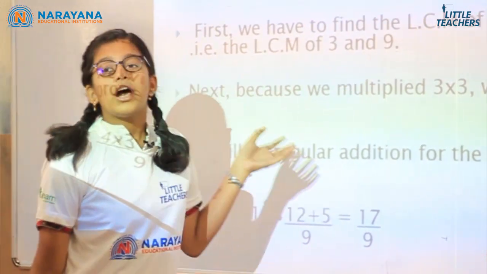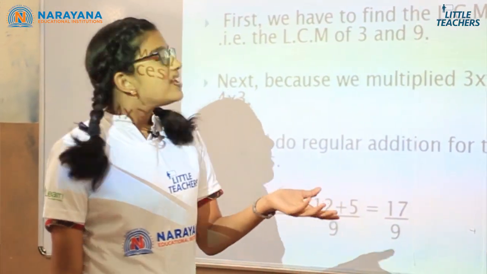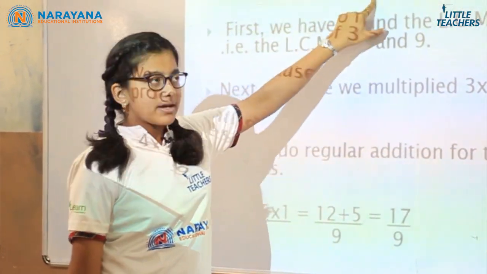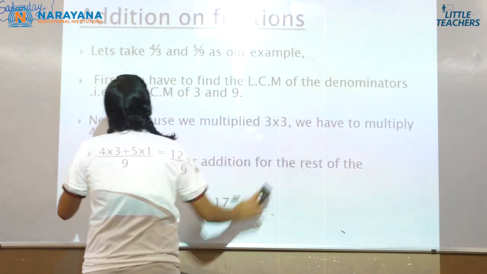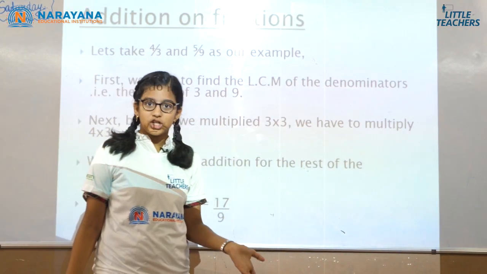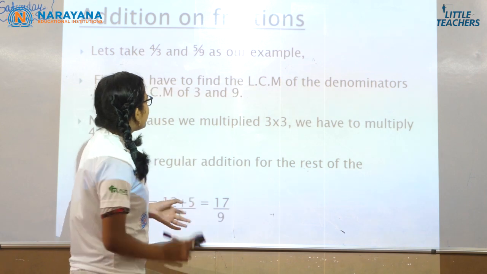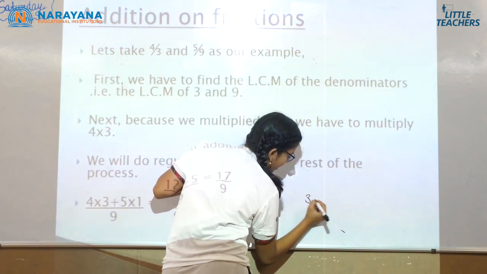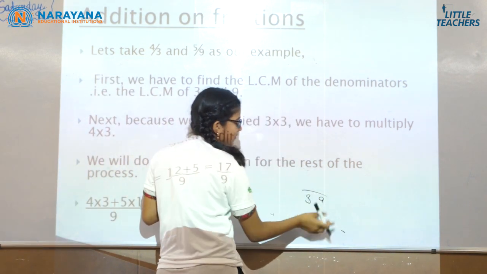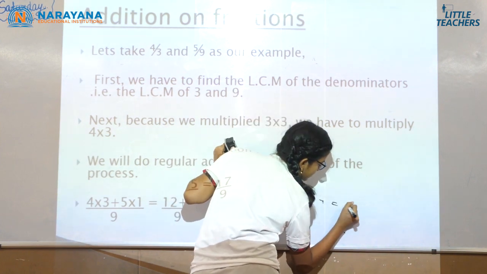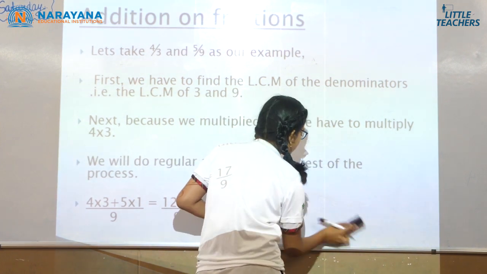Now, we will learn how to do addition on fractions. So, now let us take our example as 4 by 3 and 5 by 9. So, what we will do is first we will have to find the LCM of both the denominators. Now, the denominators are 3 and 9, and the LCM of both of them, as we all know, is 9.